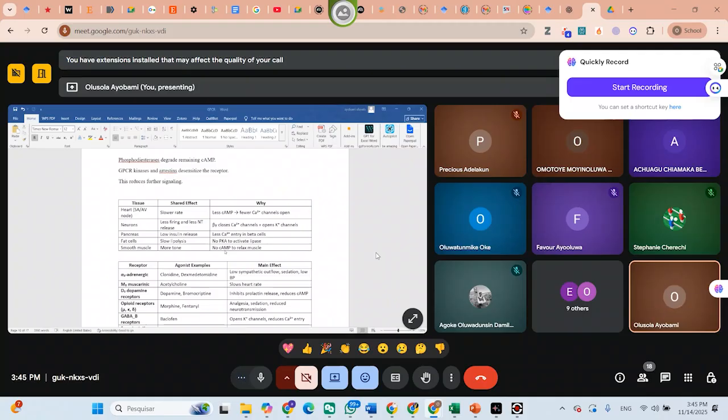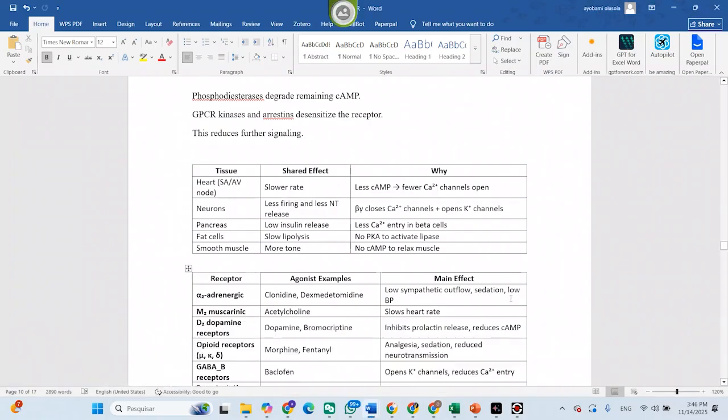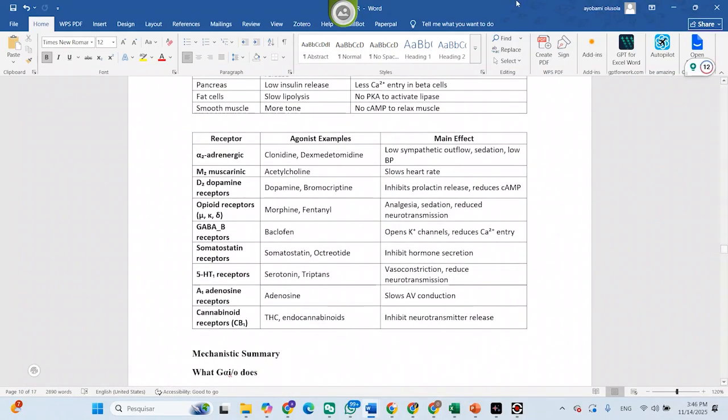Now let's see some of the effects, the organ effects or systemic effects of the G-alpha inhibitory. We said for the G-alpha stimulatory, there's increase in heart rate, but here there's a slower heart rate, because of the effect on the natural pacemaker, the sinoatrial node and the atrioventricular node of the heart. All of this we already know. Then there's less firing, less neurotransmitter release. In the pancreas, there is low insulin release. Then there's slow lipolysis. For the smooth muscle, there's contraction, unlike in the G-alpha stimulatory where there is relaxation. So let's see some of the classical or typical examples of these receptors.